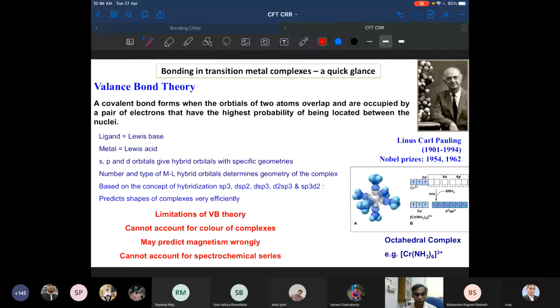What is the drawback of the valence bond theory? And why do we need another theory to explain the bonding or the properties of particularly the inorganic complexes, not organic compounds? We are talking about the inorganic complexes. Valence bond theory is good enough to explain the bonding and the characteristic features of organic molecules, right?